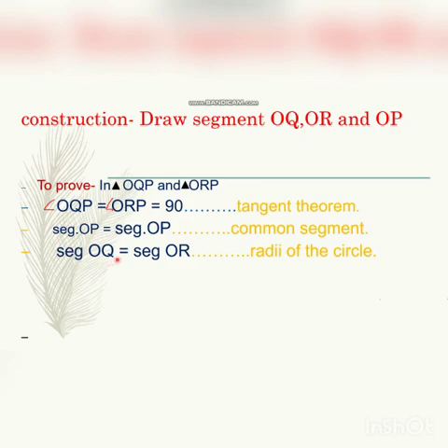Segment OQ congruent to segment OR. Segment OQ equal to segment OR. Why are they both equal? Because they are radii of the circle.